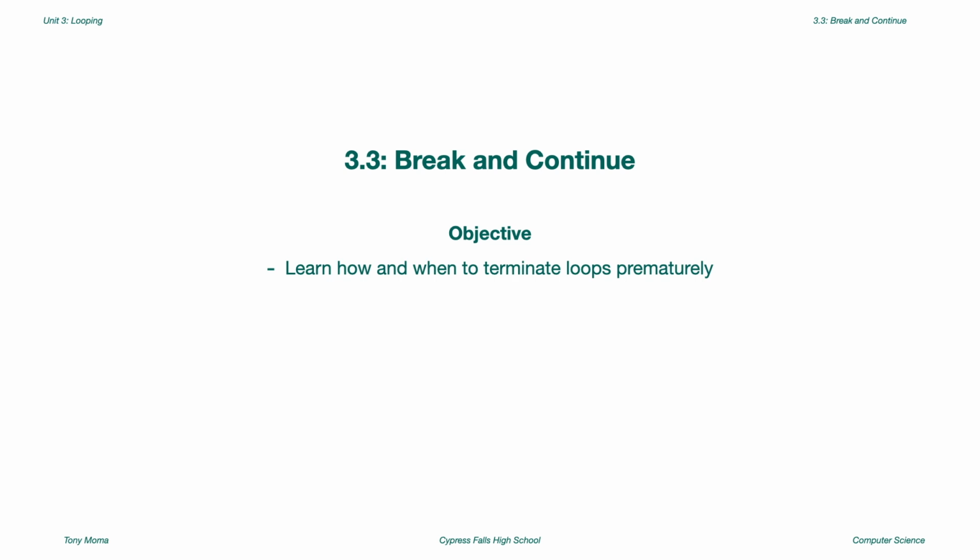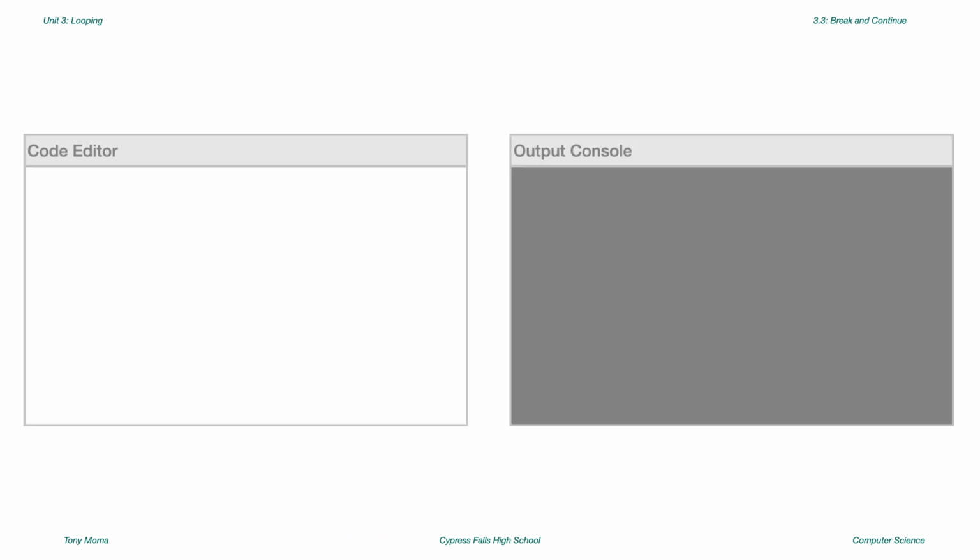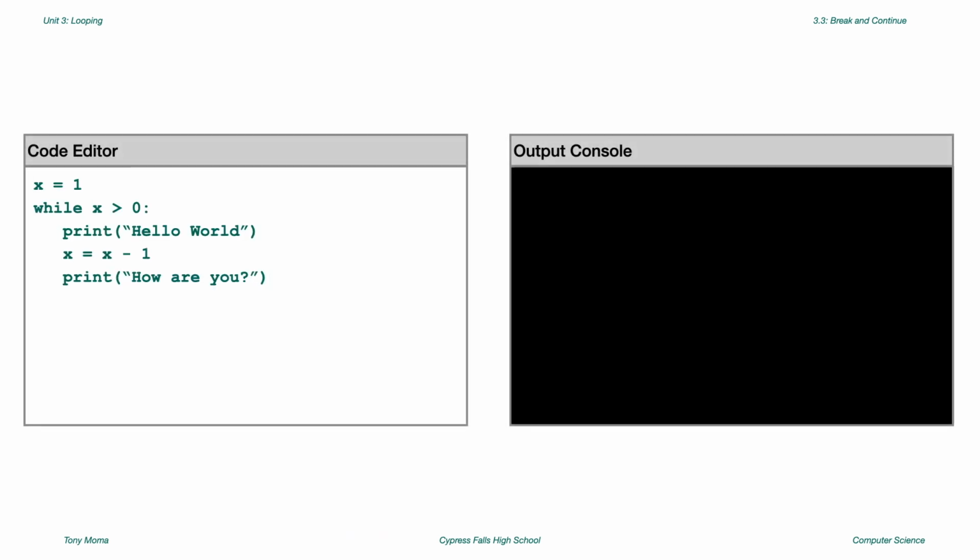Break and continue. In this video, we'll learn how and when to terminate loops prematurely. Consider the following program. In the first line, we declare a variable named x set equal to 1. Then in the next line, we begin a while loop, where the condition states that the loop should continue for as long as x is greater than 0.